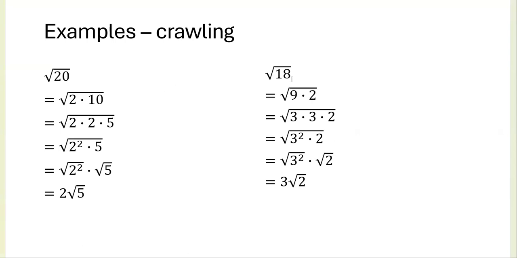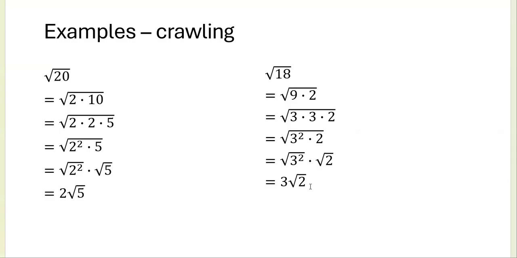Square root of 18. Again, they'll think, oh, 18 is even, so let's try 9 times 2. And 9 is 3 times 3, which is 3 squared. Then use the property again, break it up. The square root of 3 squared is 3. So 3 root 2.